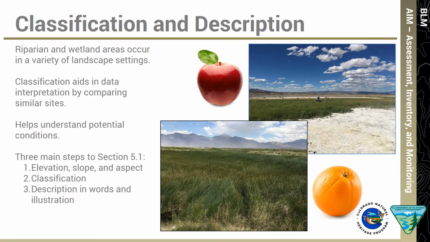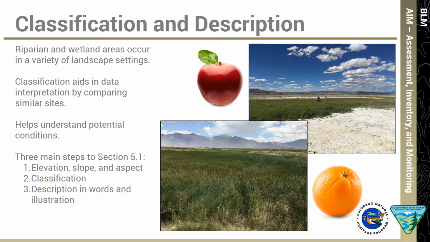Riparian and wetland areas occur in a variety of landscape settings. Classification aids in data interpretation because it ensures that similar sites are compared. Classification can also help understand potential conditions. For example, expected cover of bare ground would be much higher in a playa than in a fen or wet meadow. Classification ensures we are comparing apples to apples and not oranges.